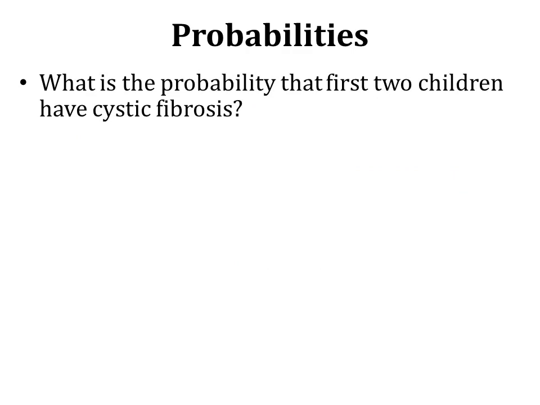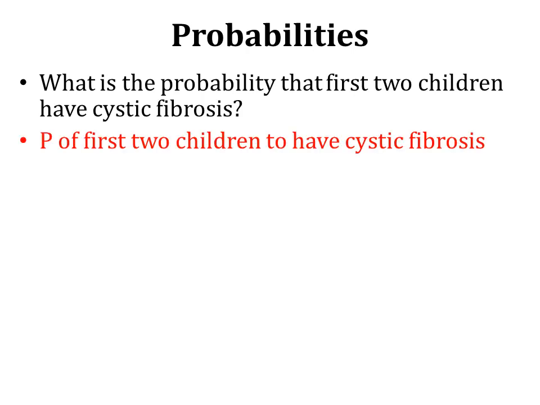Now the third question is, what is the probability that the first two children have cystic fibrosis? So what is different here? In the previous two questions, we had simple probability calculations in which we were talking about a single outcome in a single event. But here we are talking about a single outcome, with two consecutive events. We have two consecutive events, the first two children, and the outcome we are talking about is one, which is cystic fibrosis.